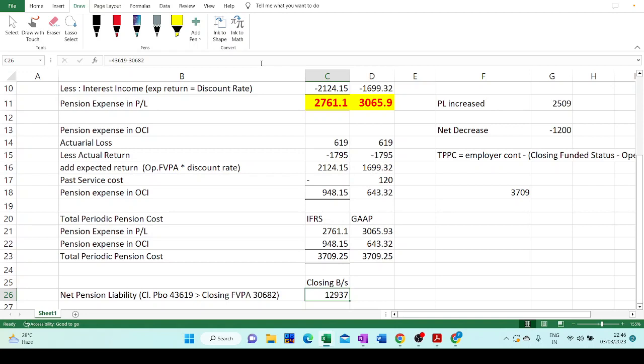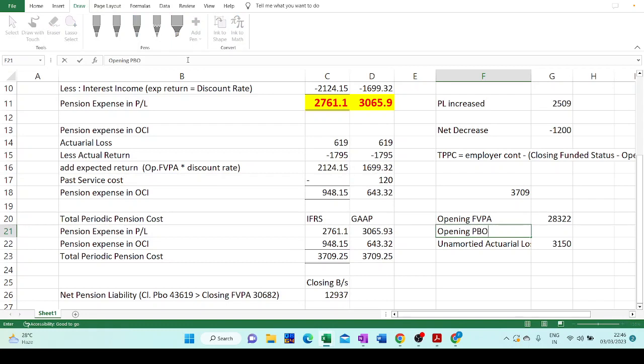Okay. Guys, what are the unamortized actuarial losses? In the question, there must be some unamortized actuarial losses. What are they? Please read the question and tell me the unamortized actuarial losses that sit in the OCI. 3150. Yes, that is 3150. Okay. What is my opening FVPA? That was 28322. And what is my opening PBO? 38750.